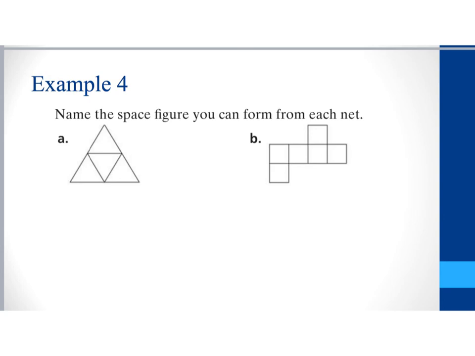So example 4 wants us to name the space figure. When I look at part A, again, I try to find the base. For part A, I see that I have 3 outer triangles connected to one central triangle here. Because my base is a triangle, and I can see that my 3 lateral faces are also going to be triangles, I see that we have a triangular pyramid.